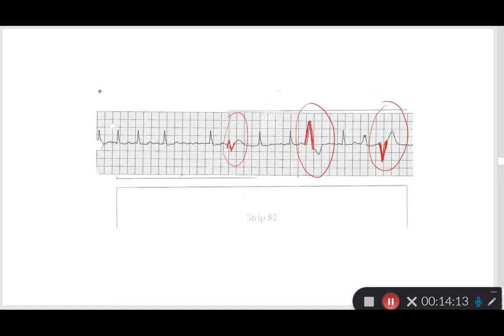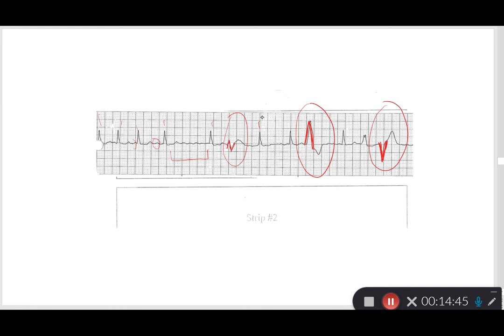My underlying rhythm, not looking at these circled ones, I have fib waves. I don't have any defined P waves. A lot of people will sit here and try to pick out P waves. Don't do that. If you don't have defined P waves and they're just little squigglies, it's AFib. Don't make it harder than it needs to be. And it's irregular. We can see that my rhythm is very irregular, which is another telltale sign of AFib. AFib rhythms are irregular and have narrow QRS complexes. So my underlying rhythm here is AFib.